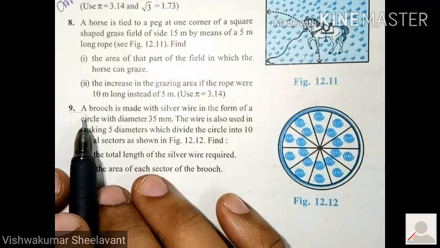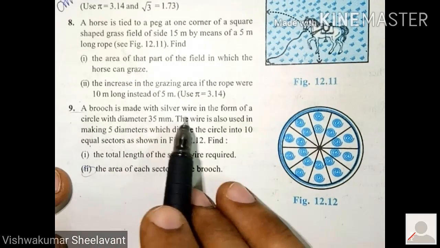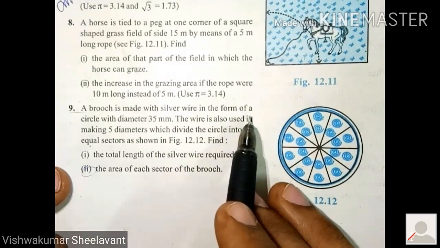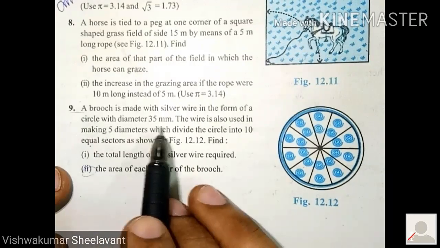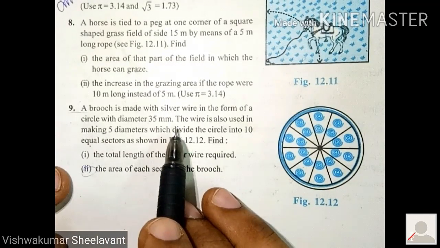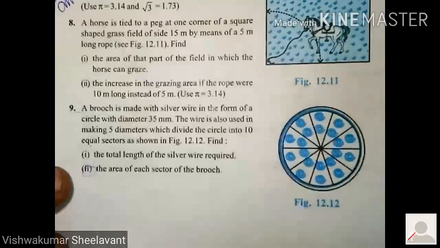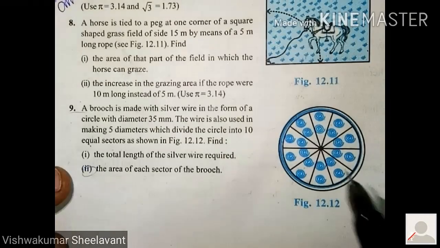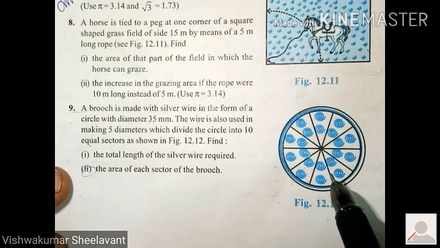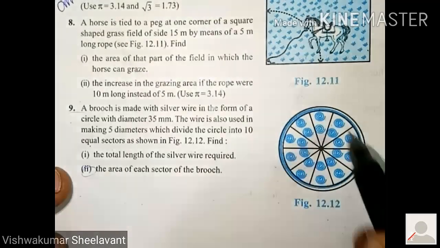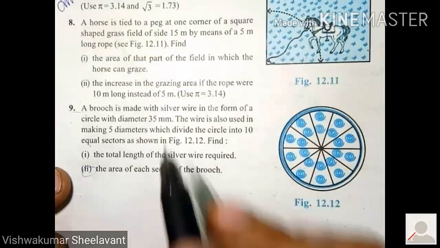Question number 9. A brooch is made with silver wire in the form of a circle with diameter 35 millimeter. This is a brooch made with silver wire. The diameter of this circle is 35 millimeter.